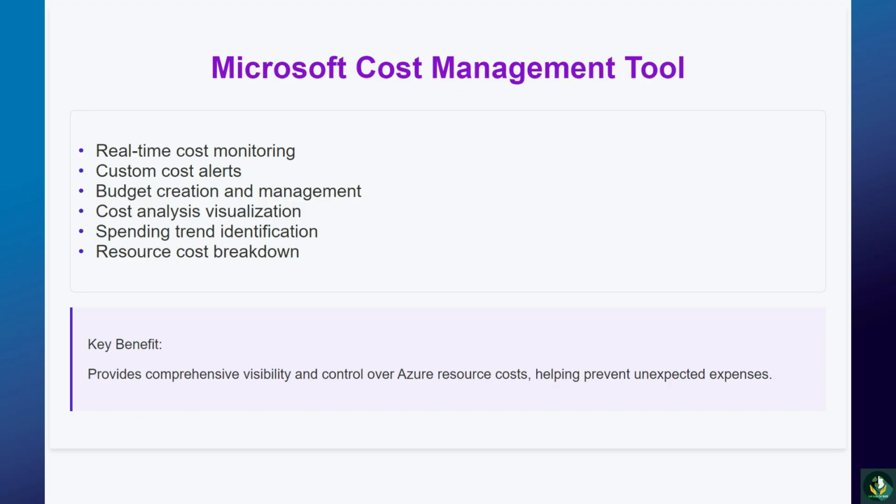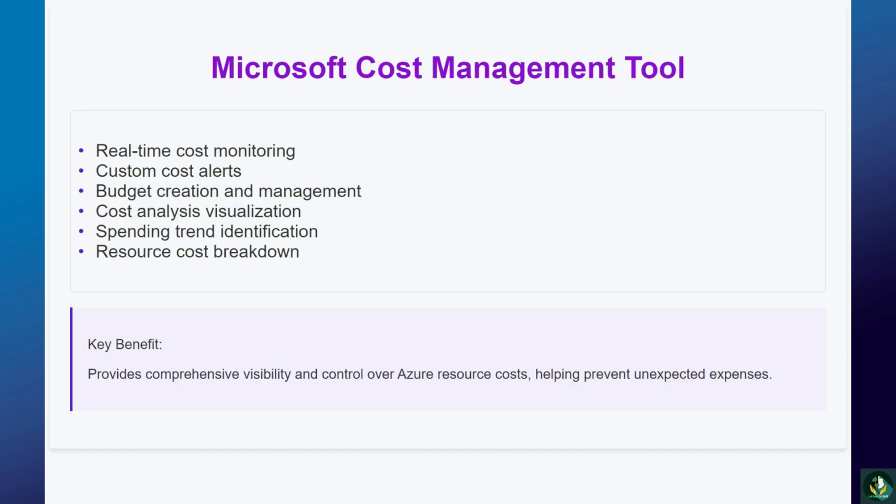Real-time cost monitoring. Cost Management provides up-to-the-minute visibility into your Azure resource costs. This real-time monitoring allows you to track spending as it occurs, rather than waiting for end-of-month surprises. Custom cost alerts. You can set up personalized alerts based on your specific spending criteria. These alerts can notify you when costs reach certain thresholds, helping you stay proactive in managing your budget.